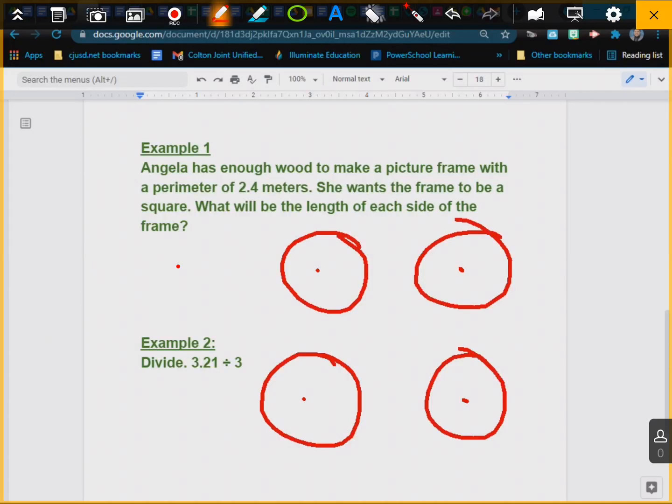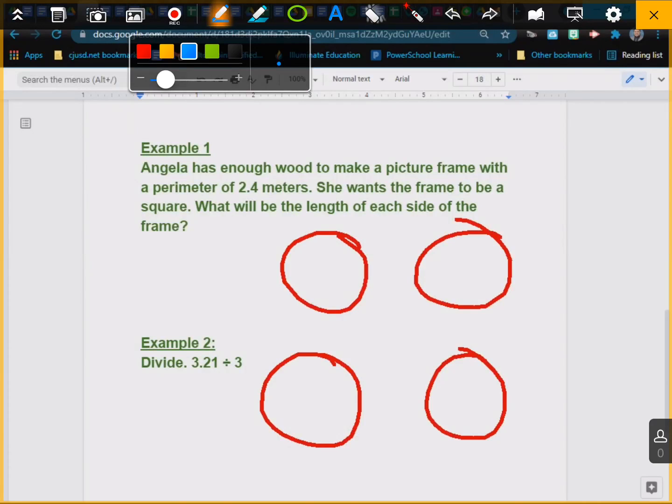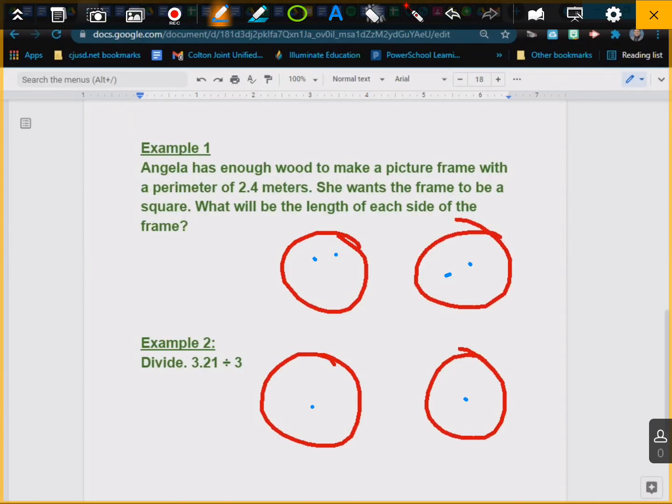Let's do a different color. Let's do blue. 1, 2, 3, 4, 5, 6, 7, 8, 9, 10, 11, 12, 13, 14, 15, 16, 17, 18, 19, 20, 21, 22, 23, 24. And how many are in each one? I see that there's 6 in each one. So it's going to be 0.6 for each group. So that's how you would do a model. I know there's going to be 24 tenths, so how many tenths are in each group? Well, 6 tenths, which is 0.6.